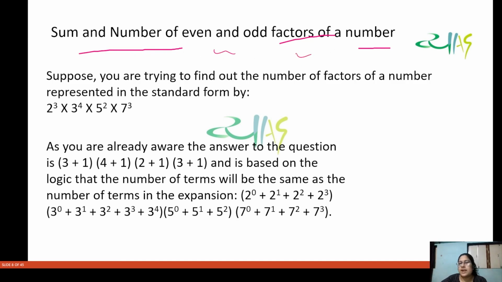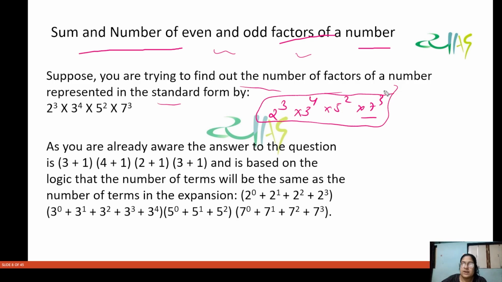So suppose you are trying to find the number of factors of a number that is represented by the standard form 2 to the power 3, 3 to the power 4, 5 square and 7 cube. This is already the standard form, and you are trying to find the number of factors. You already know this will be 3 plus 1, 4 plus 1, 2 plus 1 and 3 plus 1. When you multiply this expression, you get the number of factors.